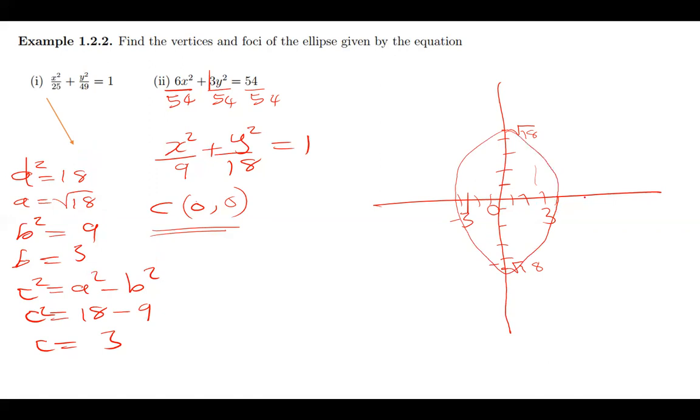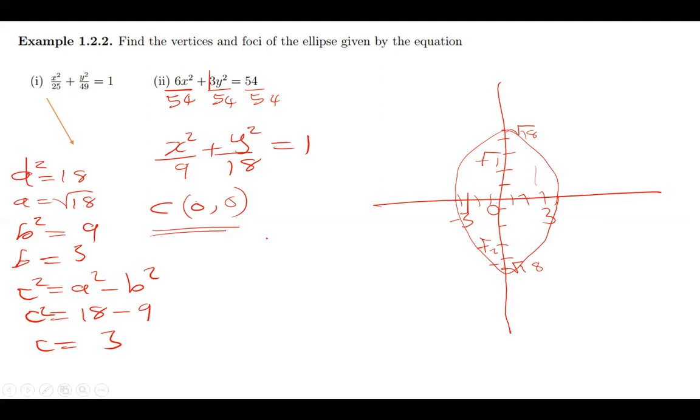And then from there, we can find the focus. So the first focus will be found by adding 3 to the center, and the second one will be found by subtracting 3 from the center. So when we add 3 to the center, our F1 will just be there. And then our F2 will be somewhere there. When you subtract 3 from the center, the second focus will be at -3.